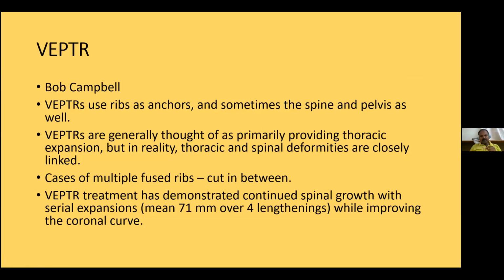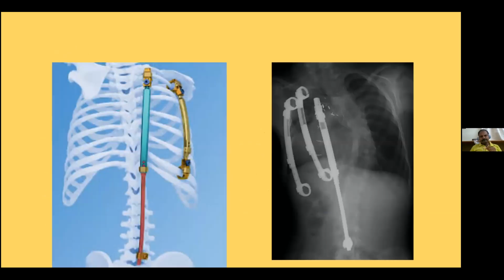Bob Campbell is the one who introduced this. These are again titanium implants. It looks something like this. So this is a vector. So you have a hook system here which hooks on to the ribs. If you think that the ribs are not resilient enough for your distraction, or not strong enough, then sometimes they extend it onto the spine, or sometimes even to the iliac crest.